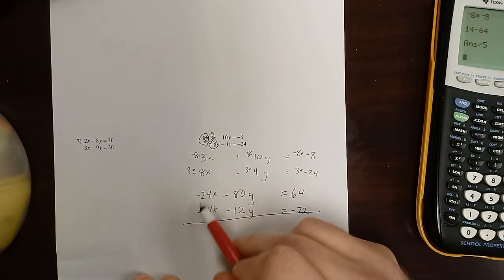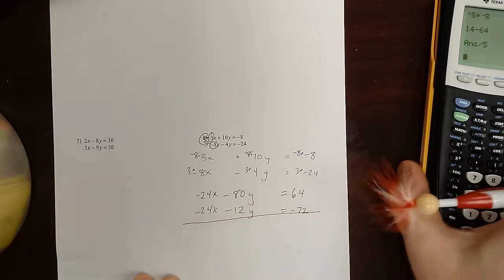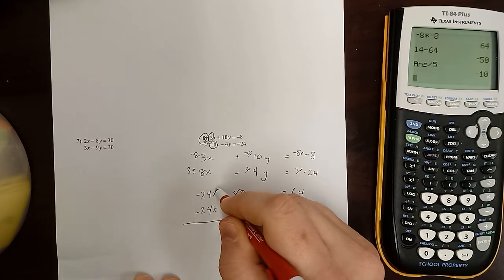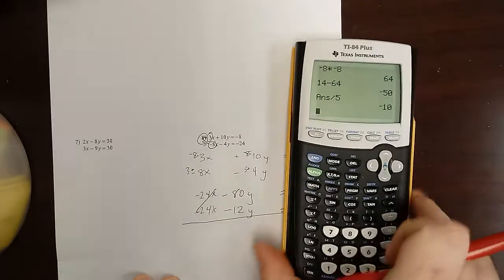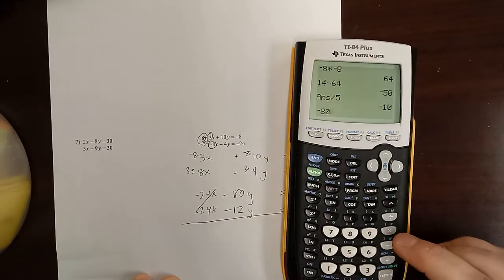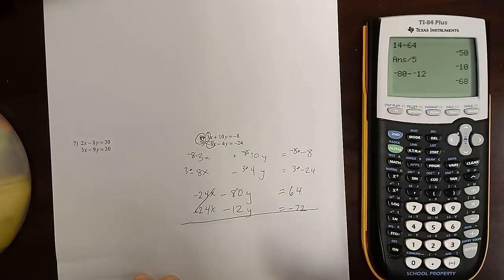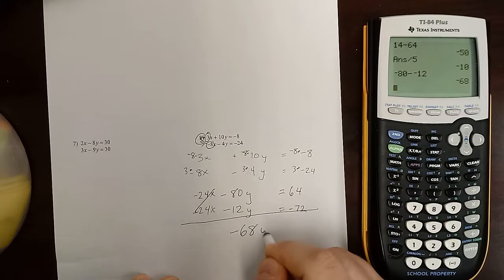Okay. So now that we're here, shoot, they're the same sign, so if I add them together, they won't cancel. But if I subtract them, they'll cancel. Now I just got to be careful here and do negative 80 minus negative 12. As long as I'm careful, okay, I got negative 68, and you might be like, that's a crazy number.